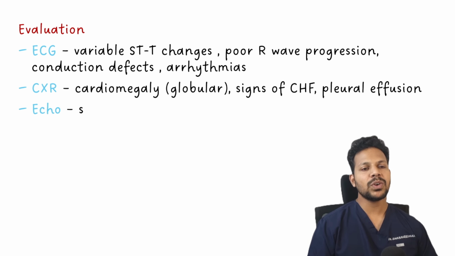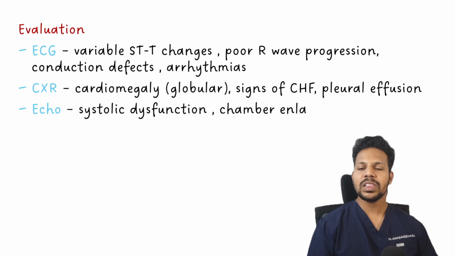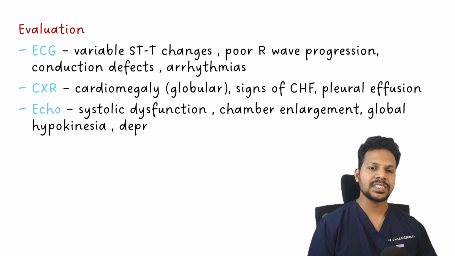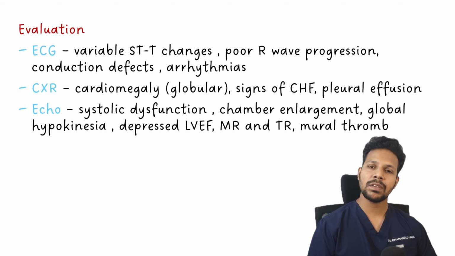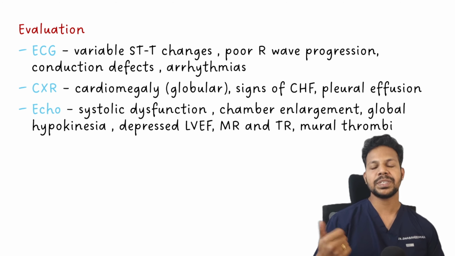And by doing a 2D echo, you will find systolic dysfunction, all four chambers significantly enlarged, and there is global hypokinesia. The movement of the ventricular walls is significantly reduced, and of course, the ejection fraction is reduced, and the valvular abnormalities which have developed because of the enlarged mitral and tricuspid annuli are nothing but mitral regurgitation and tricuspid regurgitation.